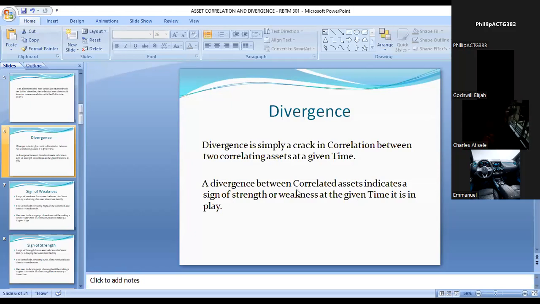Now, a divergence between correlated assets indicates two things. I need you to take note of this. Whenever you spot a divergence, it means there is a sign of strength for a particular asset or a sign of weakness. And that's where the name relative strength analysis derives from. Now, when a particular asset is showing a sign of strength, you don't want to be selling that asset because it is telling you that smart money is buying this particular asset heavily. Or when a particular asset is showing a sign of weakness, you don't want to be buying in such a scenario because smart money is heavily shorting that asset.